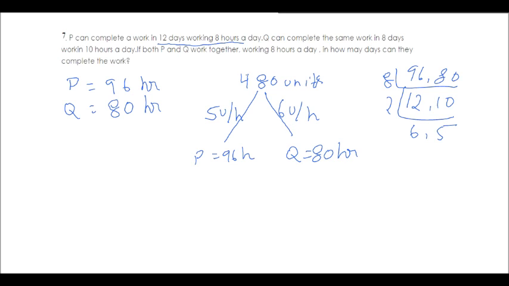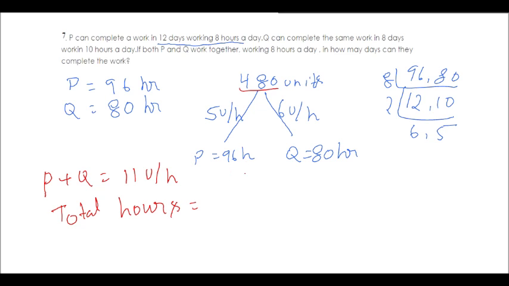So they are working together. If they work together, the capacity is P plus Q: 5 plus 6, it is 11 units per hour. So total is 480 units. We are calculating in hours. Total hours is 480 by 11. So 480 by 11 hours they need.